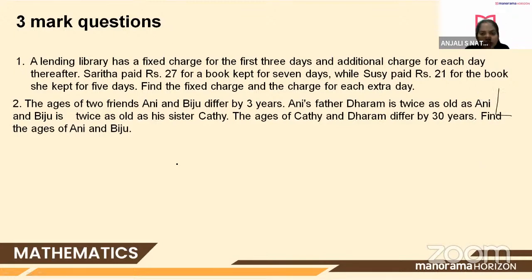Differ by 3 years. Okay, that is the first condition. And the next condition is Ani's father Dharam is twice as old as Ani, and Baiju is twice as old as his sister Kathy. And the ages of Kathy and Dharam differ by 30 years. So we have to find the ages of Ani and Baiju.